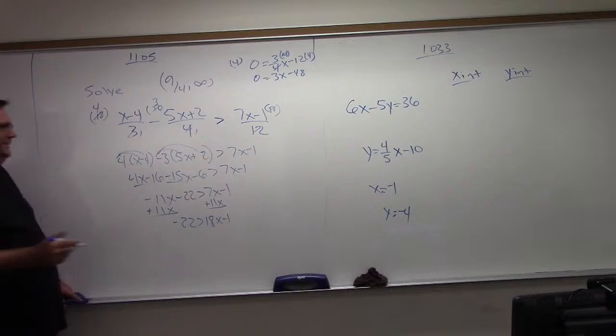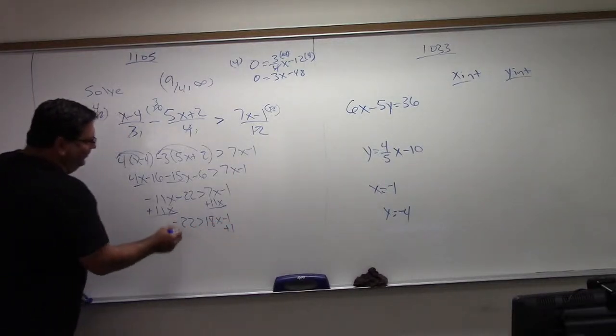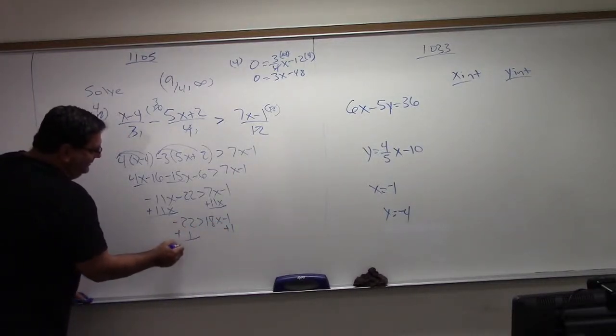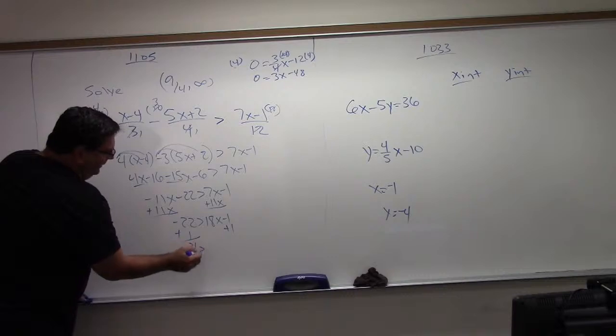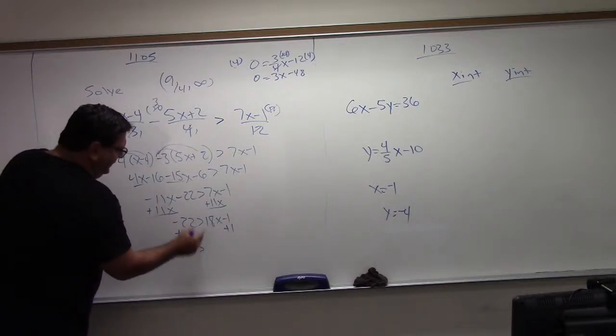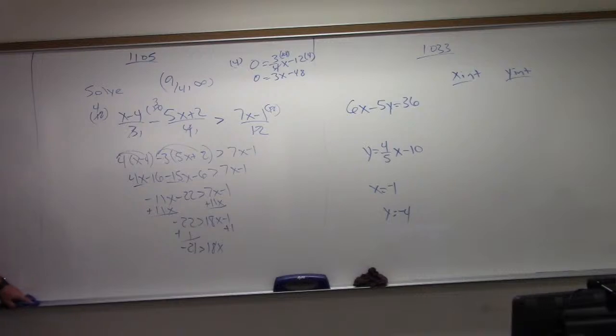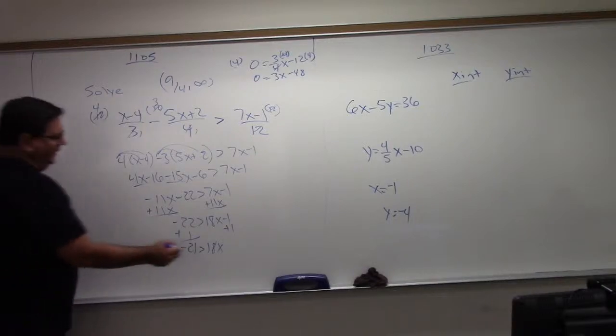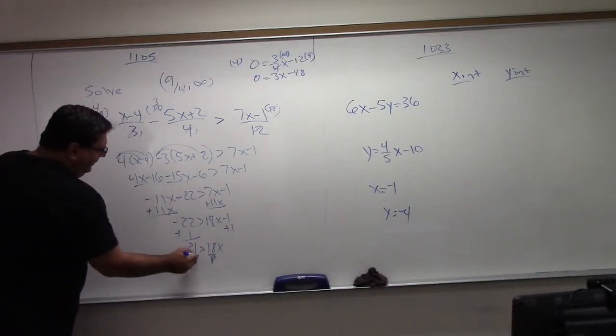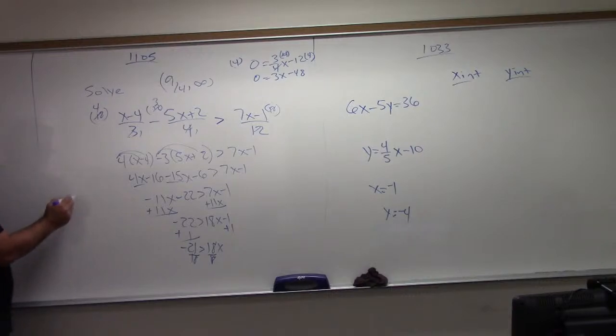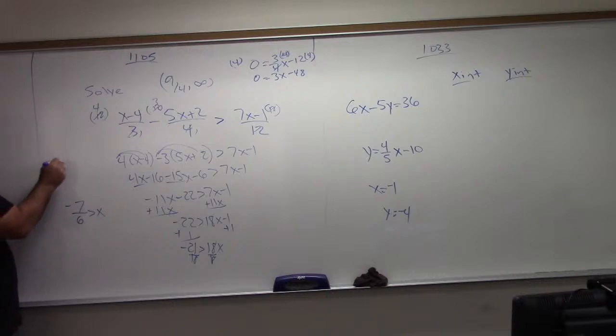All right. Add 1. Negative 21 is greater than 18x. Divide by 18. Divide by 18. Negative 7/6 is greater than x. Negative infinity to negative 7/6 would be your answer.